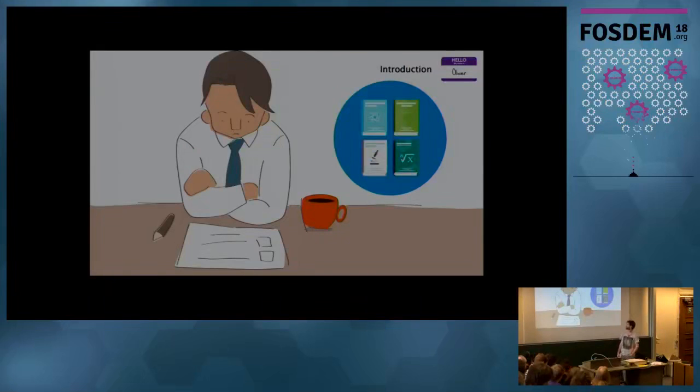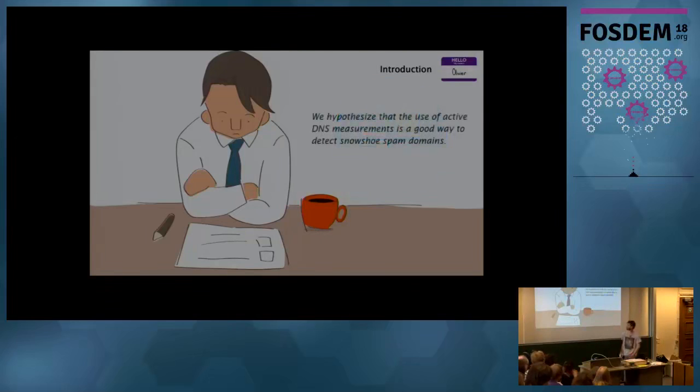Now, since this was academic research, there had to be a research question. Our main research question was based on the hypothesis that the use of active DNS measurement is a good way to detect snowshoe spam domains. To validate this hypothesis, we've come up with the following research questions. First, how can we detect snowshoe spam domains through the use of active DNS measurements? Secondly, how can we automate the process? And thirdly, what are the advantages of this approach over other approaches?